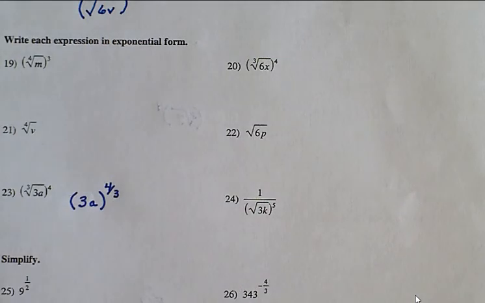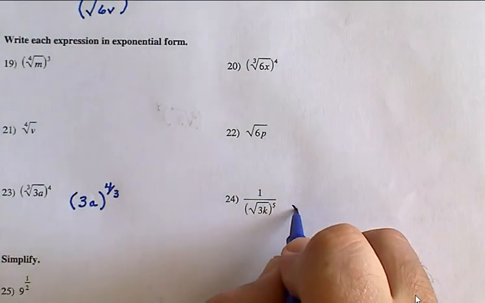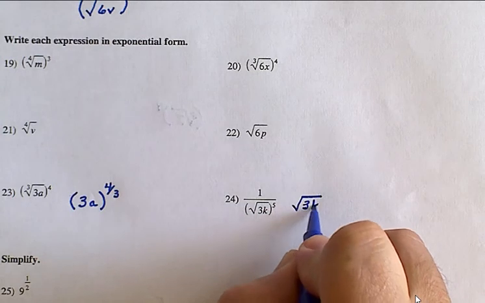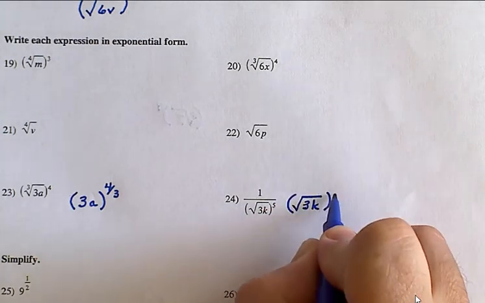Now, the first thing I notice about 24 is I have a fraction. If you think about the other problems that we had previously that also had fractions, if the thing is in the denominator, then we can express it using a negative exponent. The whole thing is raised to the first power, so that's not a problem. The denominator is raised to the fifth power. So by moving that expression up to the top, this becomes the square root of 3k to the negative fifth power.